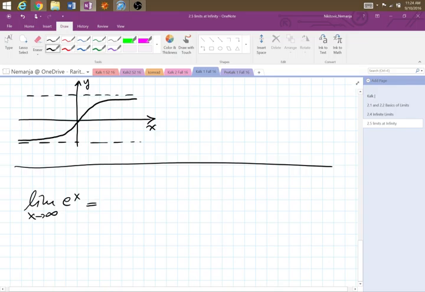Yes? Nope. It's not 1. What is it? Yeah, what's the limit of e to the x as x goes to infinity? Nope. Not 0, not 1. Infinity. Yeah. Oh, you said infinite. Yeah, infinite. Okay. So it is infinity.